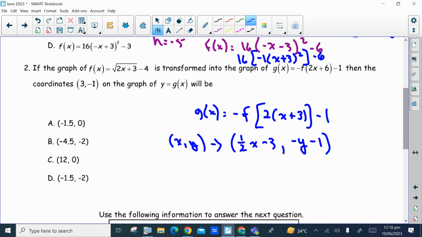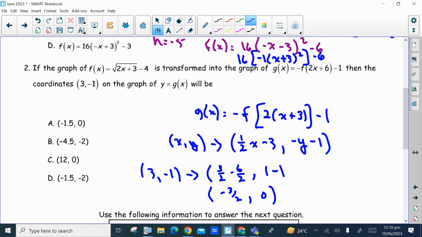Right? So if we take the point (3, -1), the x values are multiplied by half. Half of 3 is 3 over 2. Take away 3, which would be 6 halves. That would give us -3 halves, or -1.5 for an x value. Our y value is multiplied by -1, so -1 times -1 is +1, and then that needs to be decreased by 1 to give us 0. So that's why A is the correct answer for that one. Okay?